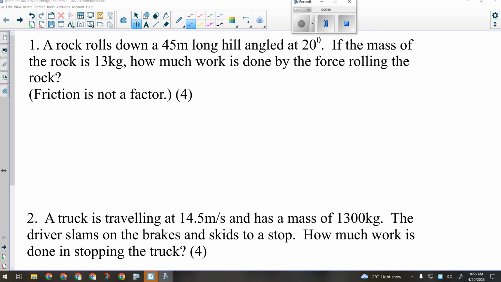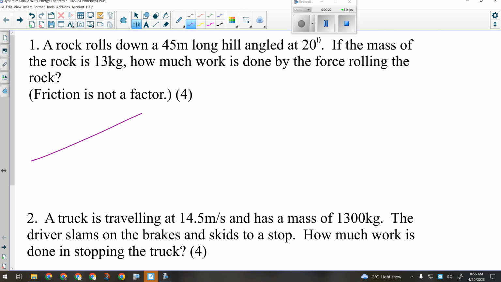Okay, let's go over this one. So, the question you've got to ask yourself in each one of these questions is, what kind or kinds, plural, of energy are changing? In both of these questions, only one kind of energy is changing. Okay, so we set these up.